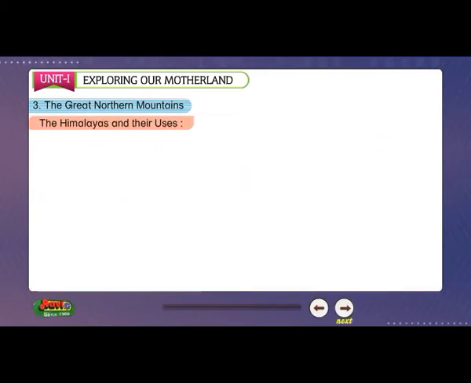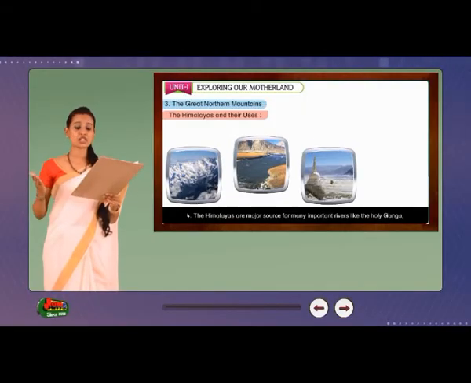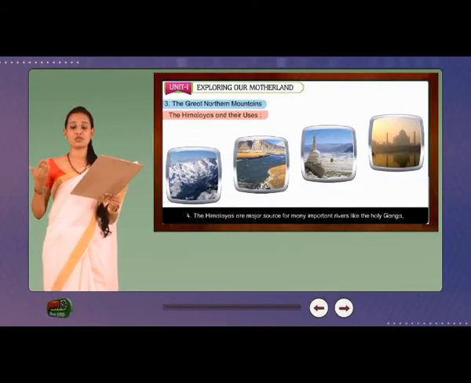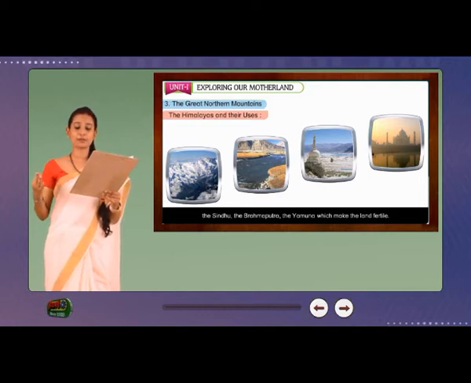The Himalayas and their uses. The Himalayas are a major source for many important rivers like the holy Ganga, the Sindhu, the Brahmaputra, and the Yamuna, which make the land fertile.